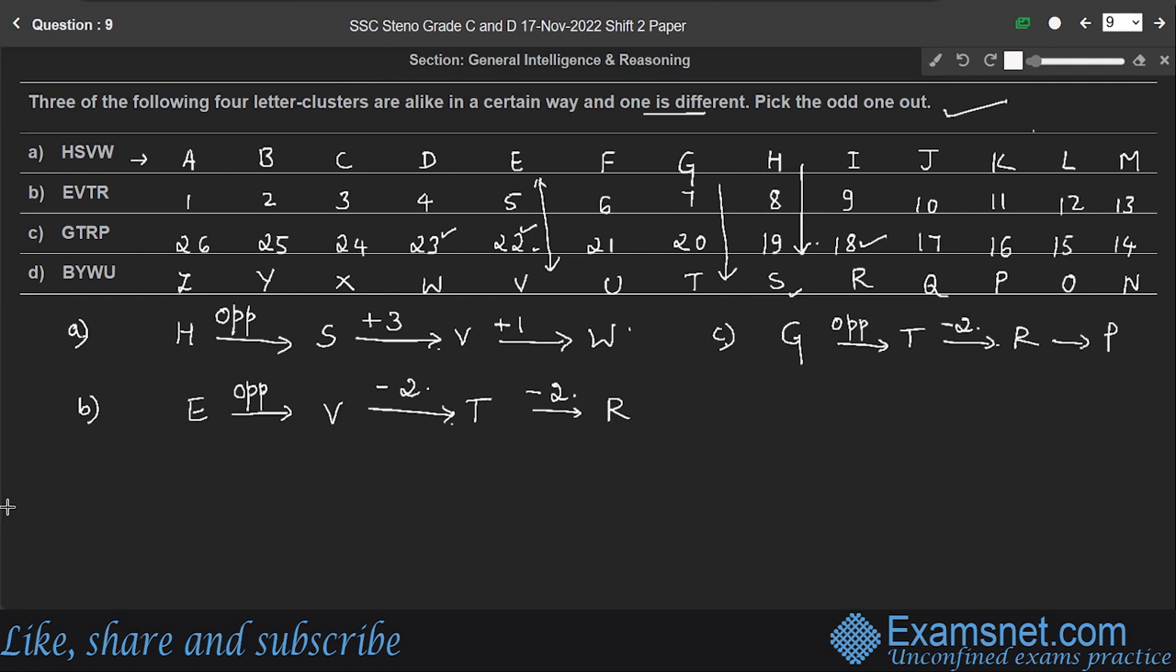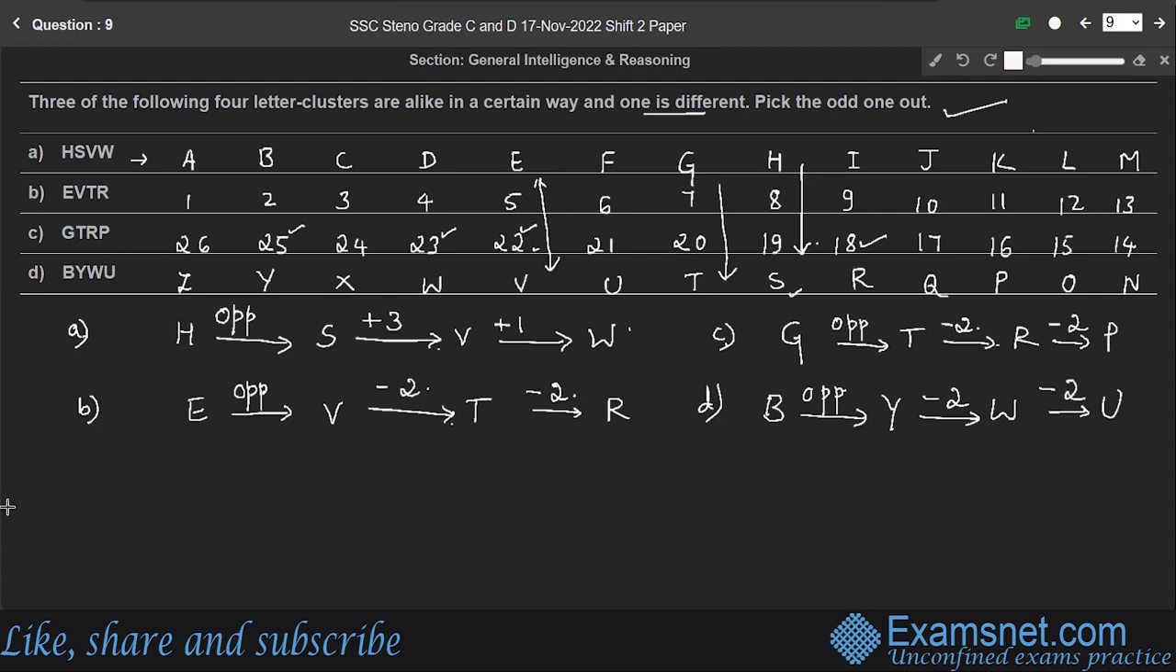and P is 16. So R minus 2 is P, right? So when it comes to option D, it is B, Y, W and U, right? B is 2, right? And Y is opposite to B. Therefore, B is opposite to Y. And Y is 25, W is 23. So Y minus 2 is W and U is 21. So W minus 2 is U, right?